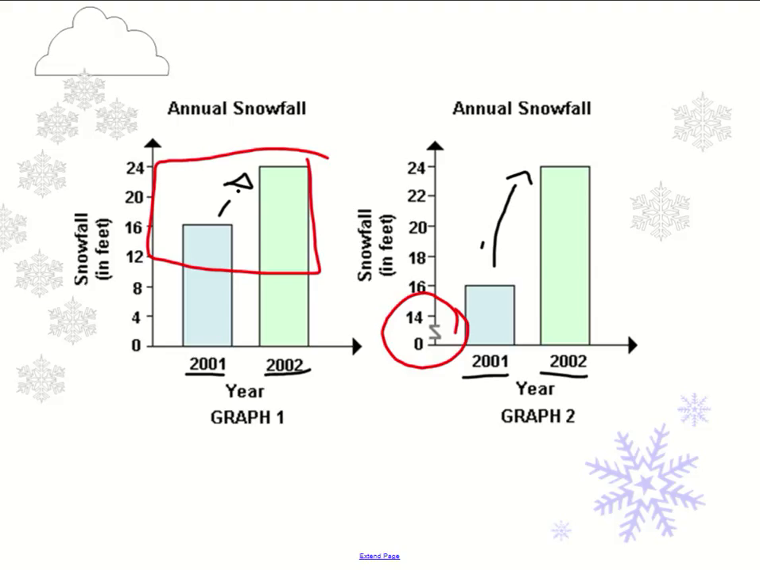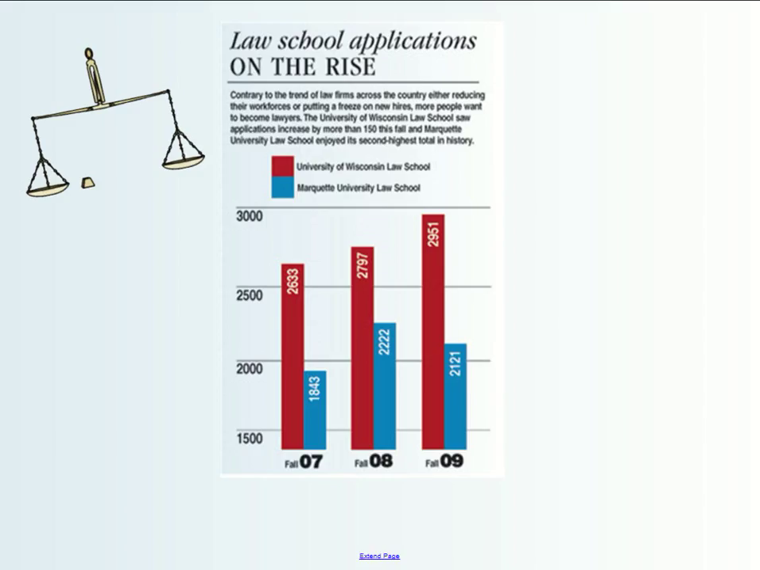If we take a look here at law school applications on the rise, if we look for Wisconsin and Marquette, it looks like, wow, there's these really big increases going on because they've zoomed in. Our graph, once again, doesn't start at 0. It starts at 1,500, and it goes up to 3,000. And so they've zoomed in once again on the graph, and it looks like there's a lot more increase going on than there truly is.